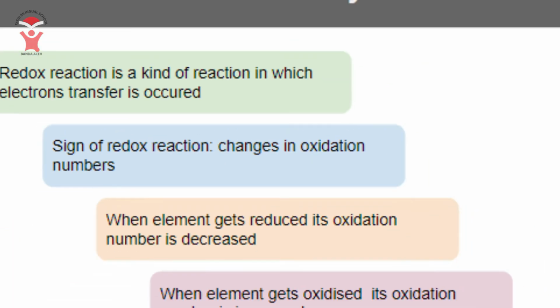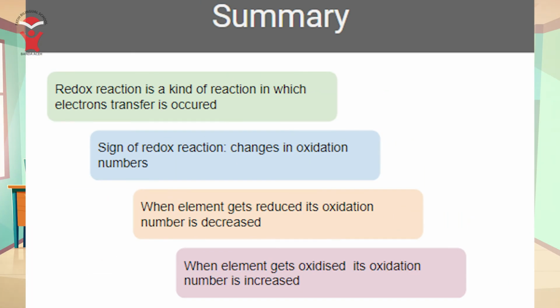To sum up, redox reaction is a kind of reaction in which electron transfer occurs between elements. There are some ways to see whether a redox reaction has occurred or not. One of them is looking at the oxidation number change of an element. When elements get reduced, their oxidation number decreases and electrons are gained. However, when elements get oxidized, the oxidation number increases and thus they lose some of their electrons.